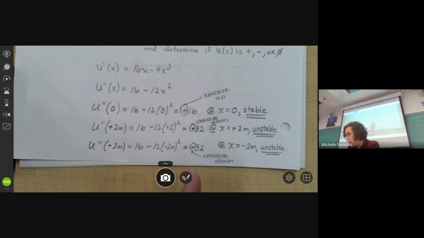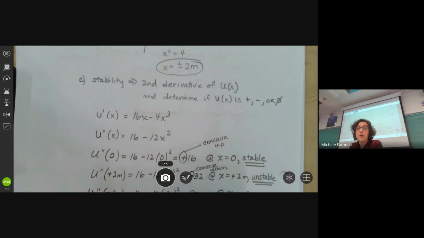So if you did it and you got a value of 0 at that equilibrium position, the second derivative evaluates to 0. What does that mean? Neutral equilibrium. That's right. Okay? So evaluate the second derivative of that potential energy function at the equilibrium positions, and that will tell you whether you've got concave up, concave down, or no concavity at all, so you can determine stability.